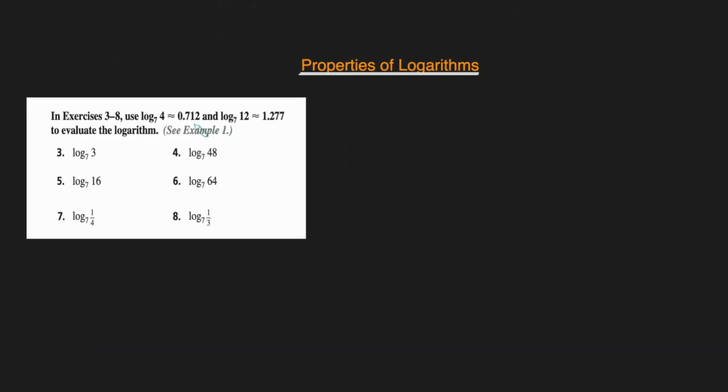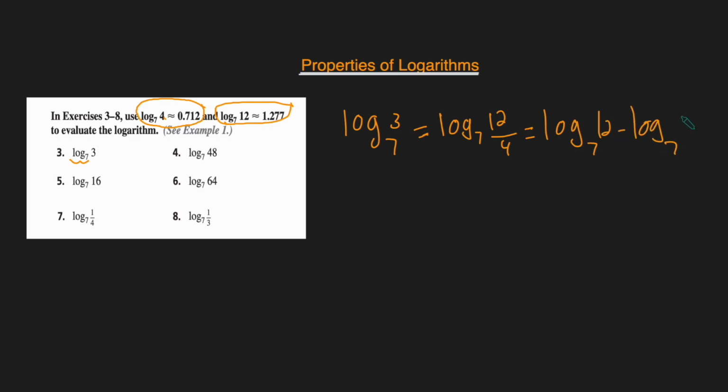In this exercise, we're given values for a log. Log base 7 of 4 equals 0.712, and log base 7 of 12 is equal to 1.277. And we are asked to find log base 7 of 3. We are only given log base 7 of 4 and log base 7 of 12. But if I change it to log base 7 of 12 over 4, that will be the same thing as log base 7 of 3. And then I use the quotient property to change it to log base 7 of 12 minus log base 7 of 4.